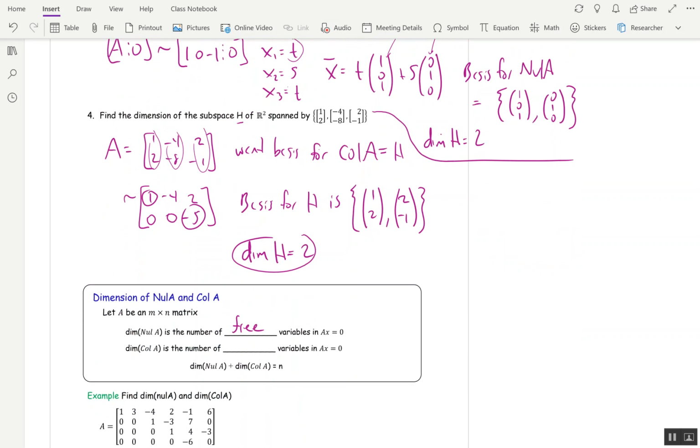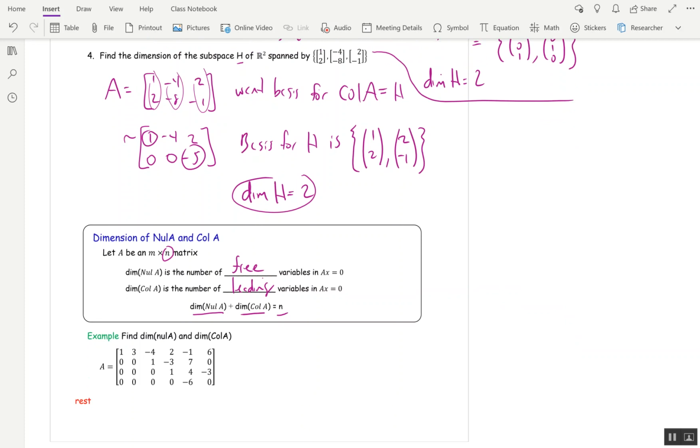Dimension col A, well, we get vectors in col A by looking at pivot columns. So this is the number of leading variables in Ax equals 0. Well, the number of variables is n, because each column corresponds to a variable, and there are n columns. So the rank plus nullity theorem that we'll see next time simply says that this number plus this number has to equal n. The number of free variables plus the number of leading variables has to equal the number of variables. Makes good sense.